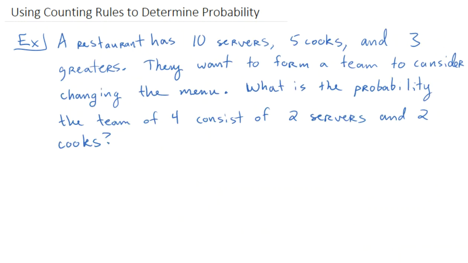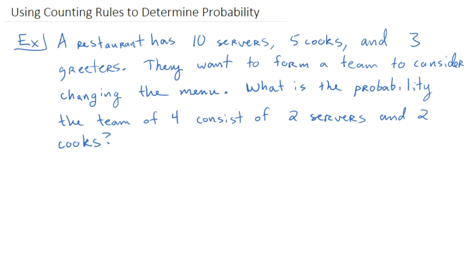All right, a restaurant has 10 servers, 5 cooks, and 3 greeters. They want to form a team to consider changing the menu. What is the probability the team of 4 consists of 2 servers and 2 cooks?